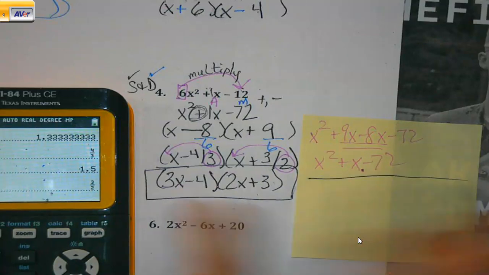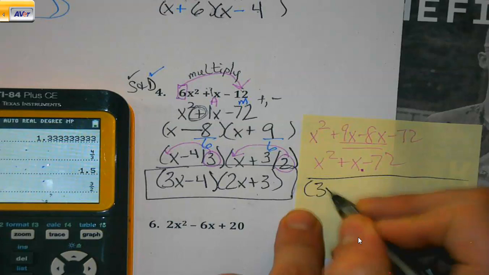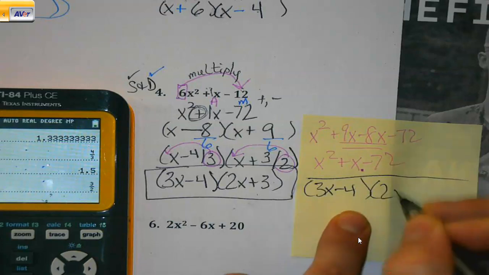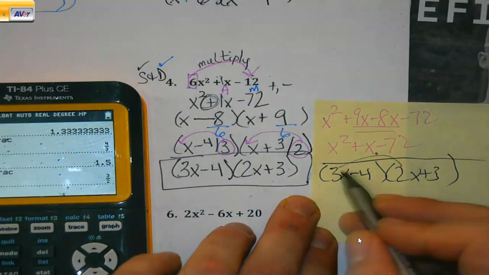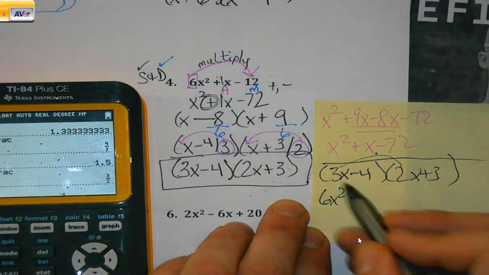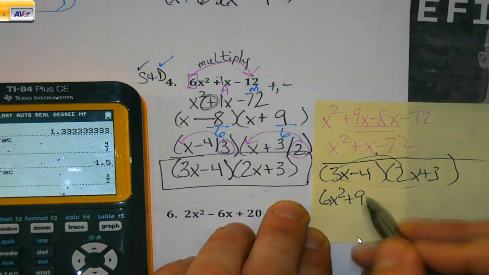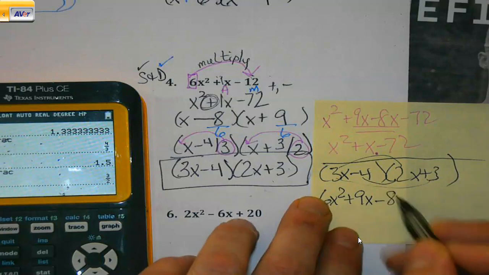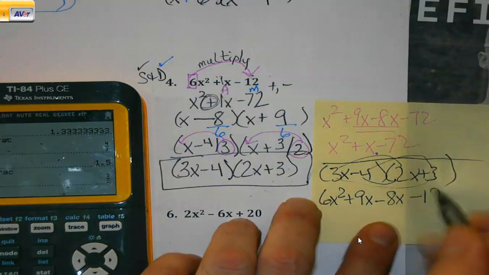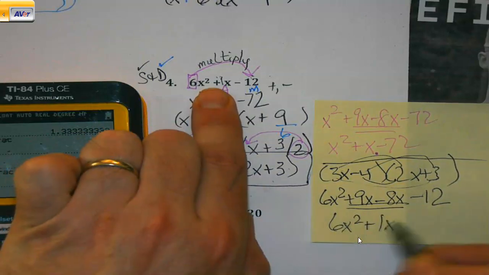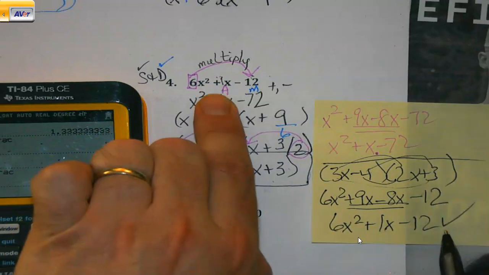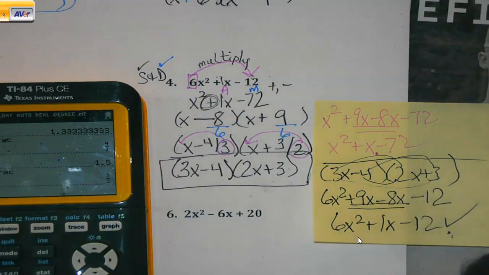Reason number two, if I multiply this back out, and it's always a way you can check your answer if you're not sure. If I do my first, 3 times 2 would be 6x squared. Outer. Inner. And last. And combine my terms in the middle, and there is my original problem. Anytime you factor, if you take your answer and you multiply it back out, you should get the original problem back.